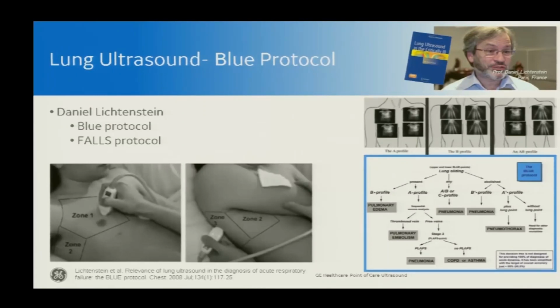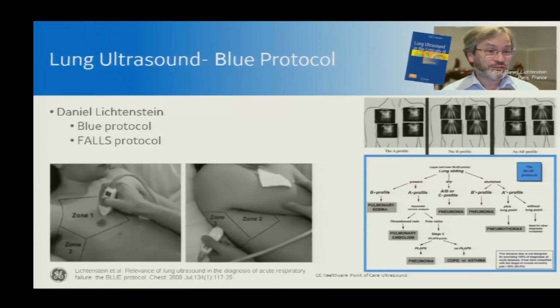If you look at the picture on the top left of the lungs, you can see an A profile. You might guess the A stands for A-lines. So if you have bilateral A-lines, then you have an A profile. B stands, of course, for B-lines. So if you have bilateral B-lines, you have a B profile. And then the AB profile, you guessed it, if you have A-lines on one side and B-lines on the other side, then you have an AB profile.